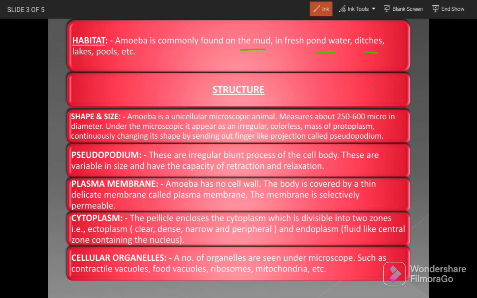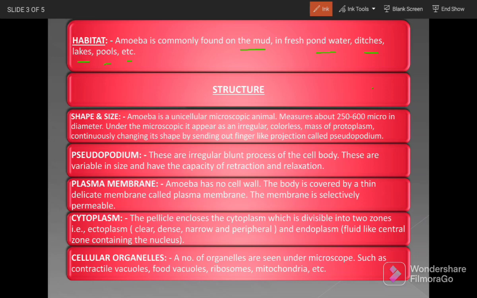You can find amoeba in fresh pond water, ditches, lakes, and pools, etc. This is the habitat where we can find the amoeba, where it lives in nature.